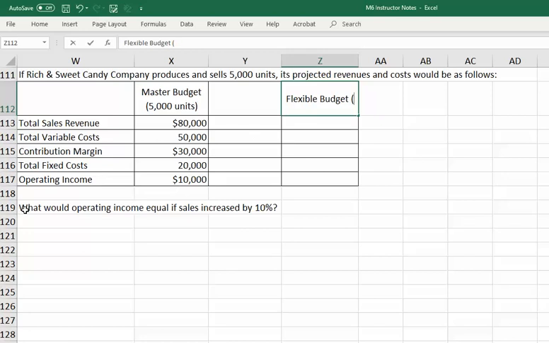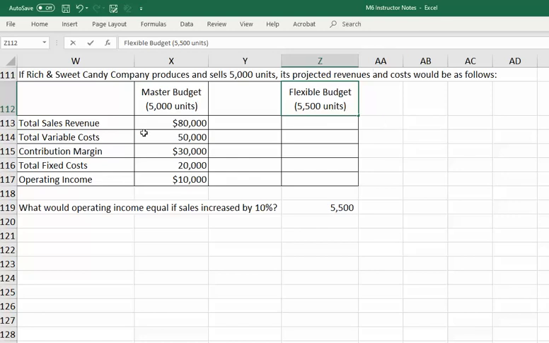So in this case, we're asked what about operating income if sales increase by 10%. Well, an increase in sales by 10% means that the sales would be 10% higher. Well, 10% of 5,000 is 500. Or another way you do these is you take your units and multiply it by 100 plus the increase, so 110%. And that will be our quantity of our units of sales. So up here, I'm going to make this 5,500 units.